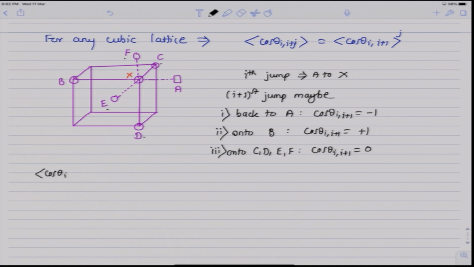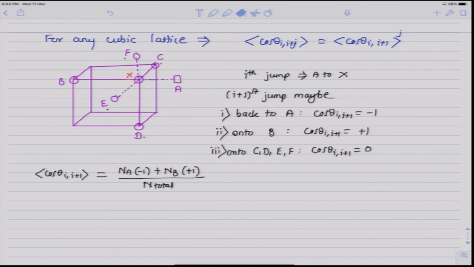the average of cos theta i+1 would be the number of atoms n_A that make this reverse jump to A times cos theta i+1 corresponding to that jump, which is minus 1, plus the number of atoms that make the jump onto side B times the cos theta corresponding to that jump, which would be plus 1. We do not need to consider the other 4 jumps, because the cos theta for those would be 0, divided by the total number of atoms.